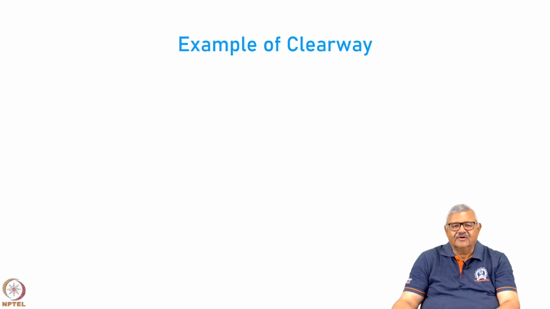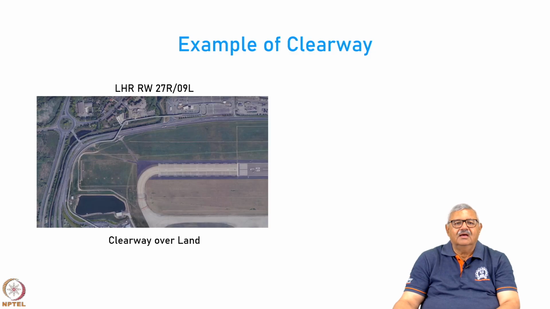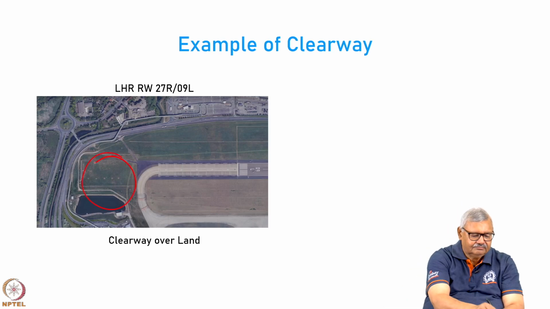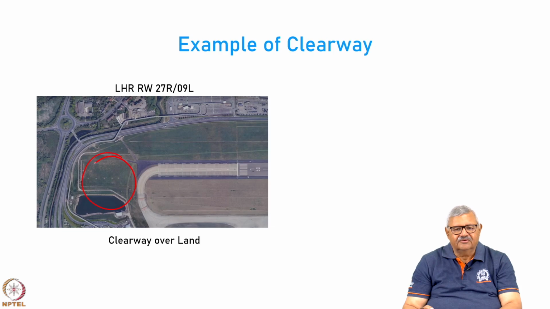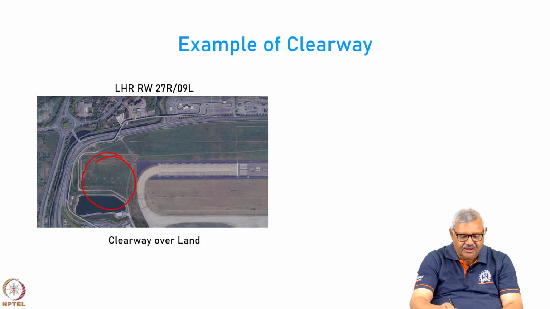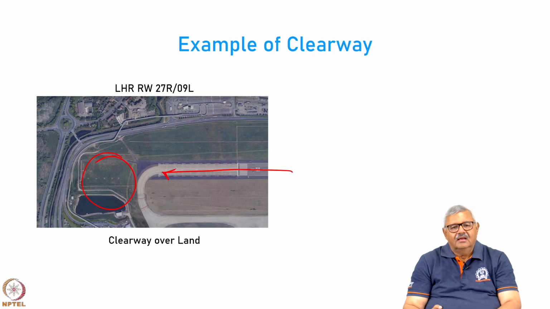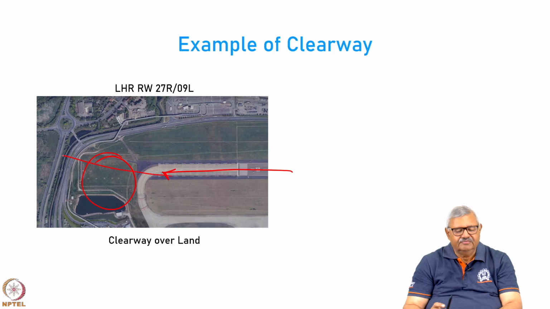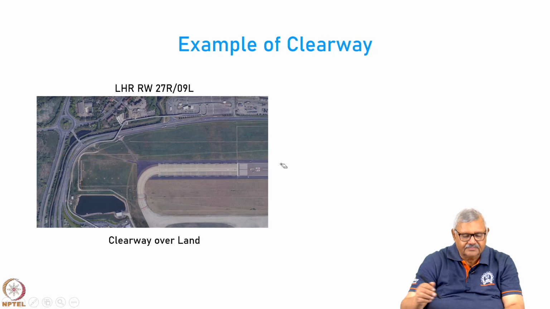Here is an example of a clearway. This is the clearway of runway 27R/09L at Heathrow Airport. You can see that this piece of land is the clearway. The aircraft which will take off from here has to lift off within this pavement, but this clearway is provided for it to achieve the obstacle clearance height.